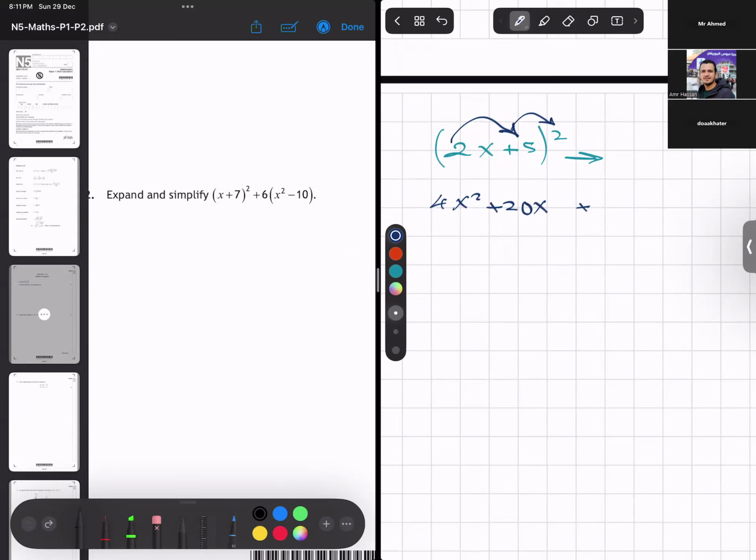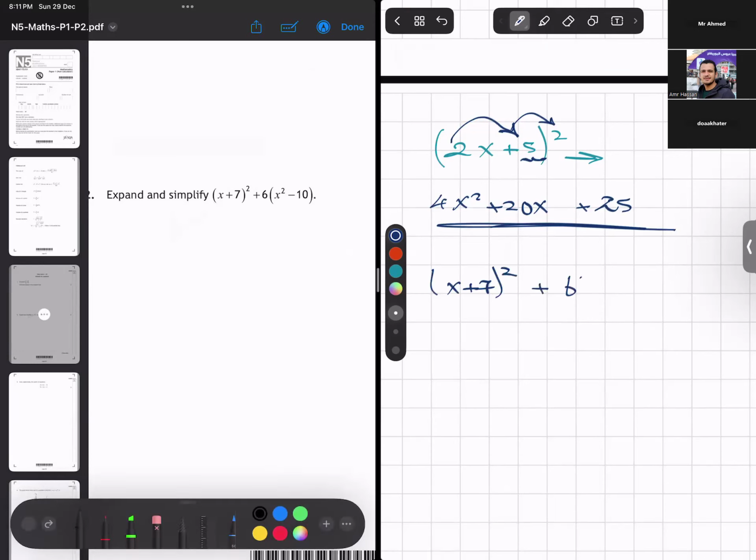The last one, 5 times 5, just 25. Yeah, okay. I'm done. Let me do this one. So let me write it down. x plus 7 all to the power 2.